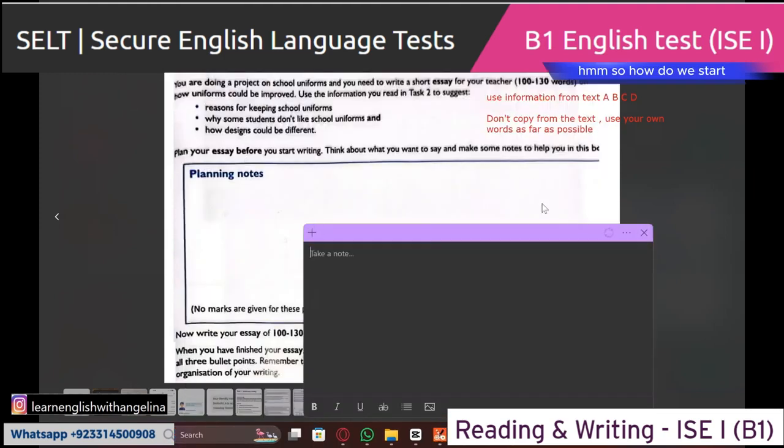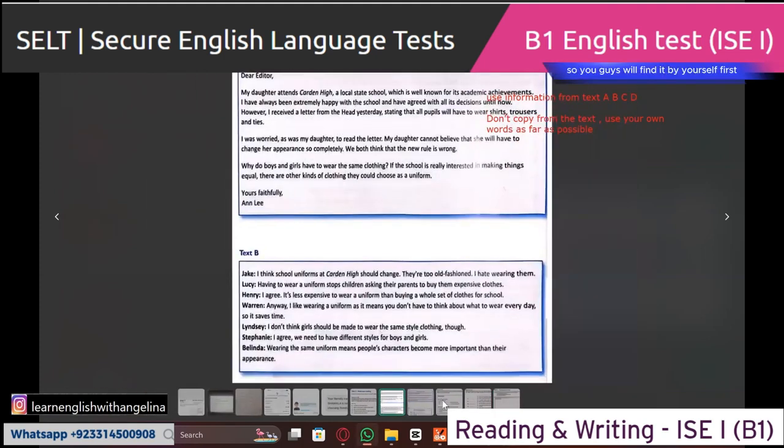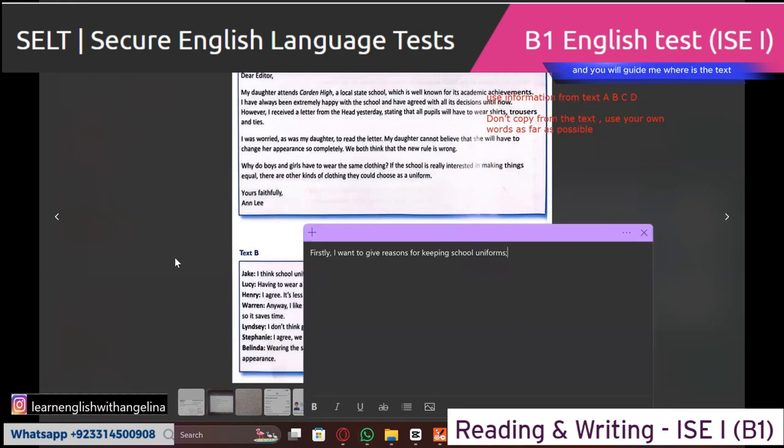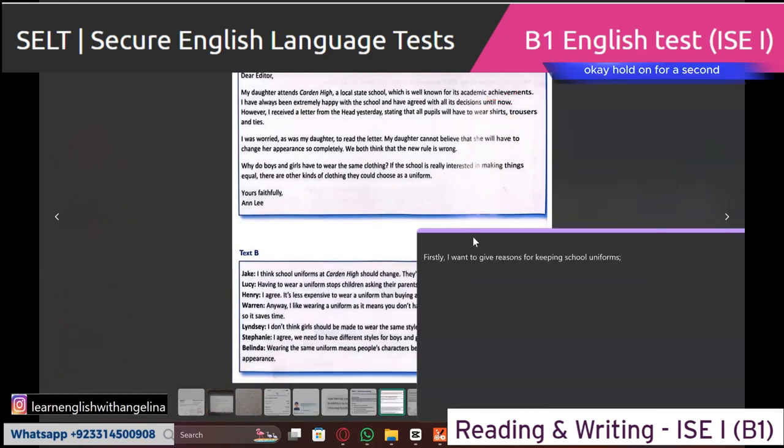So how do we start the first point, Zain? We write firstly, I want to talk about, or give reasons for keeping school uniforms. Semicolon. Let's go back to the text and check why keeping school uniforms is important, right? You will find it by yourself, of course, and you will guide me where is the text.